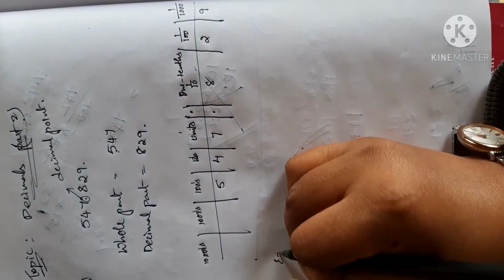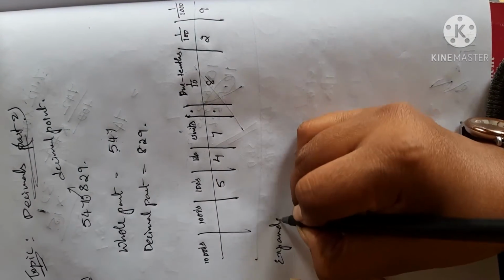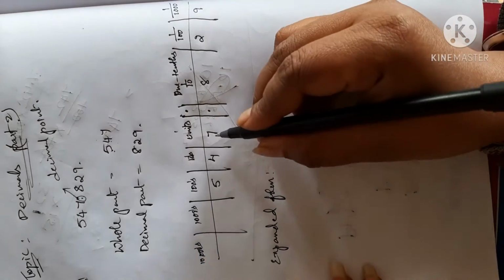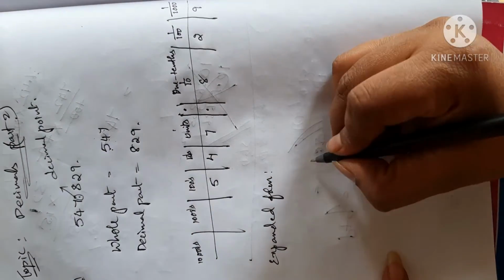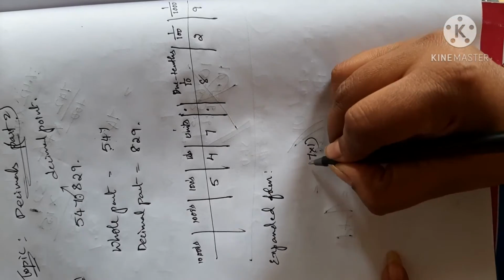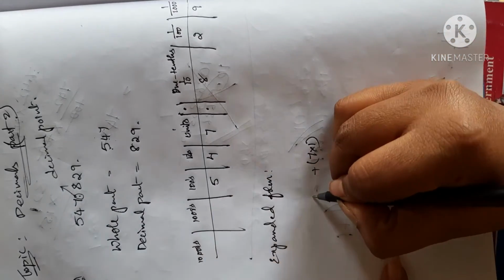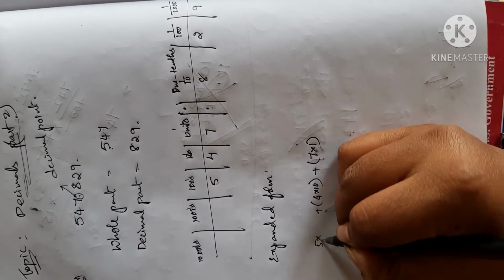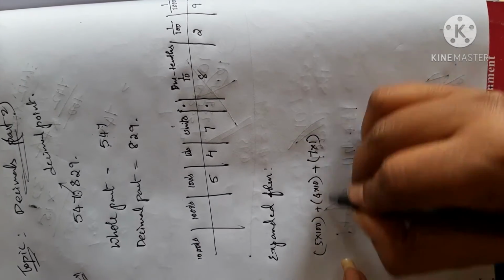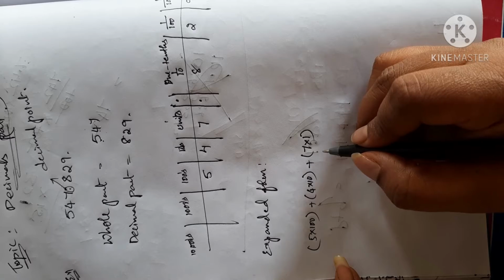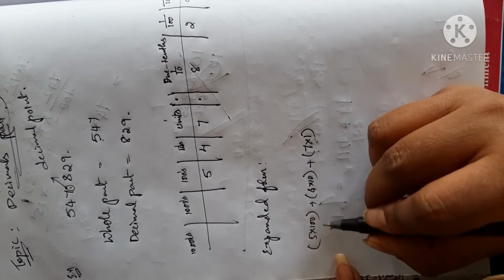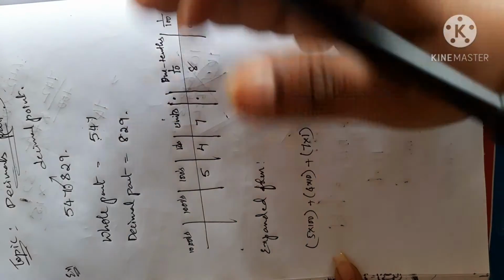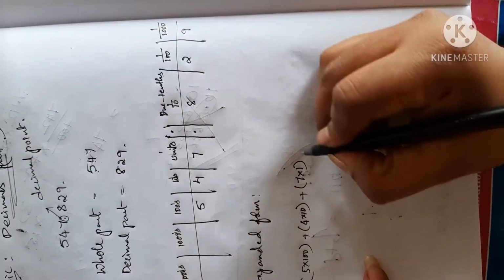And the expanded form will be like this. Because 7 is in units place, you are doing 7 into 1. Then 4 is in tens place, so you are multiplying with 10, and 5 is in hundreds place, so you are multiplying with 100. This you know from the beginning, from your first class till 5th class, how to expand a number. Now what you are going to learn is the next part, the decimal part, how to expand it.